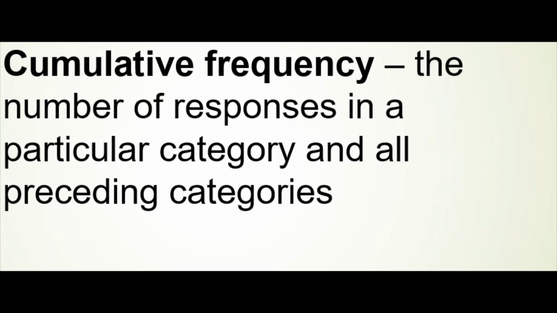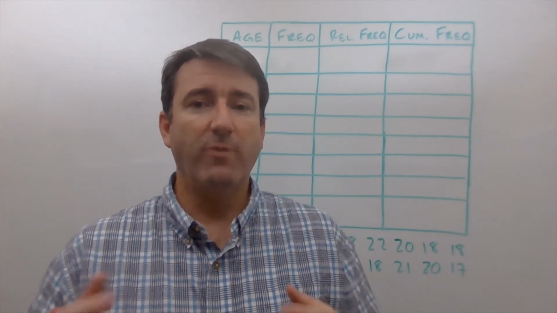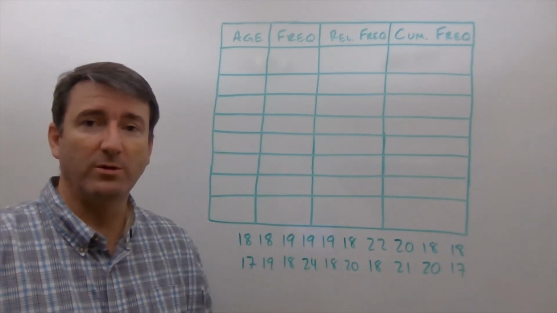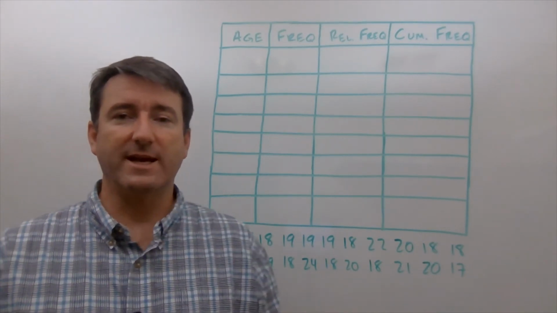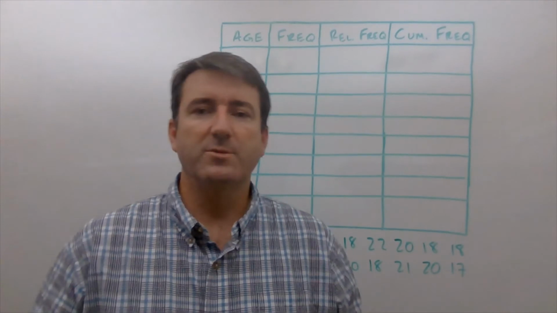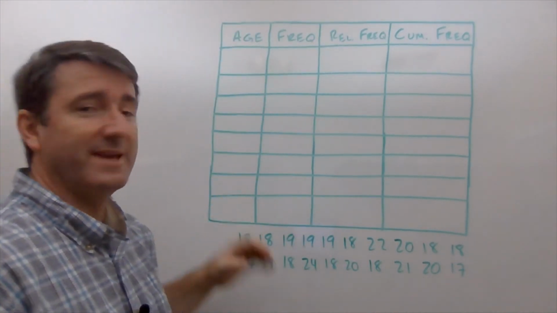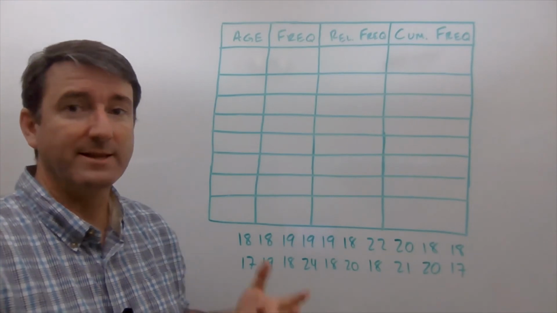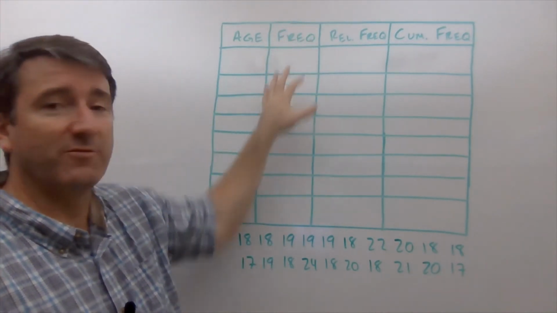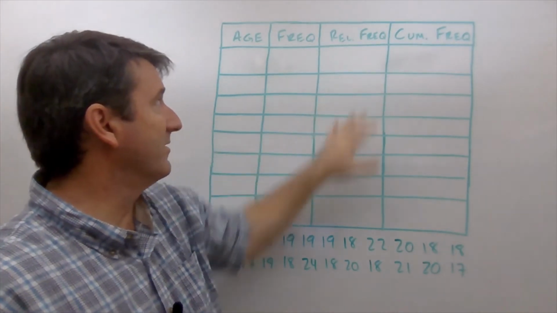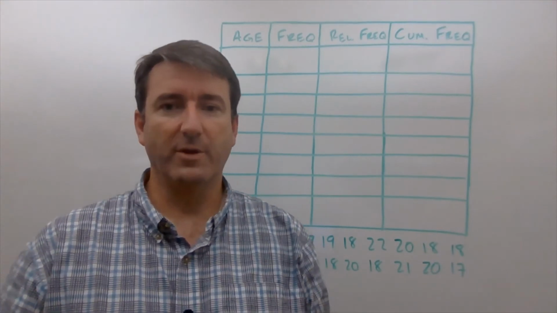So cumulative frequency is the number of responses in the category that we're looking at and all the categories that have come before. Our example asks us to create a frequency table for this set of data, which we're told represents the ages of 20 randomly selected college freshmen. So when we create a frequency table, the first column is going to be the category that we're looking at, in this case, age. Then the second column is going to be the frequency. The third will be the relative frequency, and the last column is going to be the cumulative frequency.